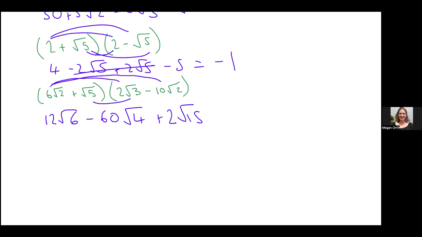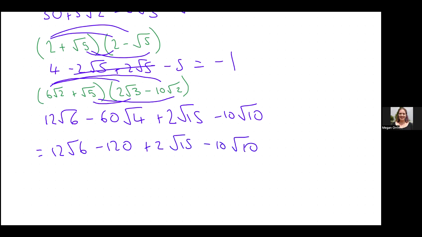And then this one is minus 10 root 10. So what is root 4? 2. So this is 12 root 6 minus 120, because this is 60 times 2 now, plus 2 root 15 minus 10 root 10. So I can't put anything more together. I'm going to leave it like that. All right, does it make sense? Great. I'm going to give you a worksheet.